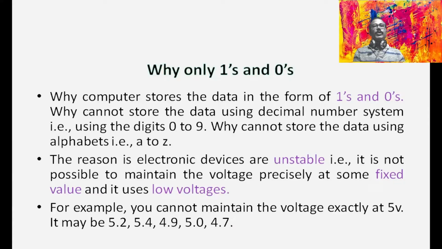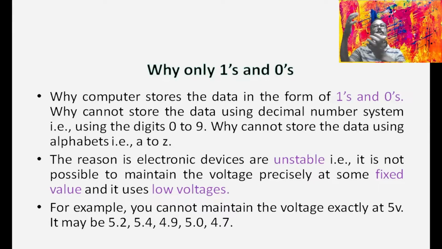It is because computers are basically electronic devices. Electronic devices are unstable, which means it is very difficult to keep the voltage at a particular point. Five volts means it is difficult to keep it at exactly 5 volts. It will be varying. It can go up to 5.2, 5.3, 4.9, 5.0, 4.7, like that. There will be minor variation that you cannot prevent, so you cannot have multiple values.